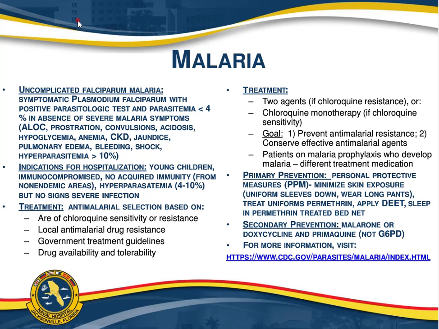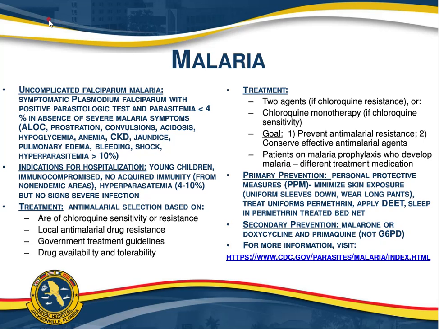So uncomplicated falciparum. These are some things you can get: altered level of consciousness, convulsions, acidosis, anemia, jaundice. Hyperparasitemia is defined as when they do a blood test and it's greater than 10%. Indications for hospitalization: young children, immunocompromised, no acquired immunity. In the military, we're probably going to hospitalize you. We're not going to let you go to work if we have even a slight suspicion of malaria. We're going to put you in the hospital and watch you carefully.